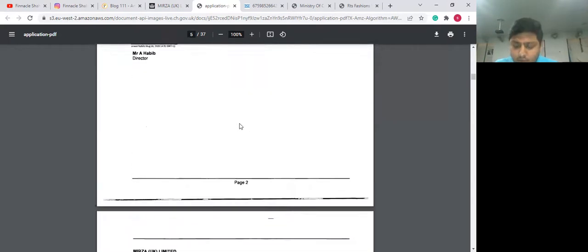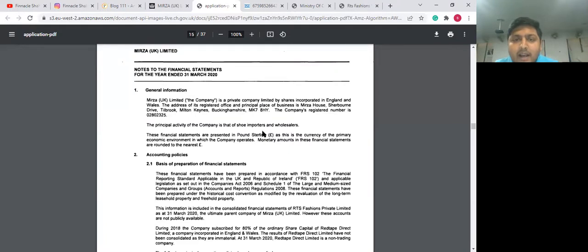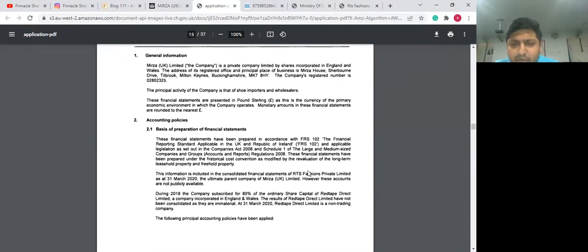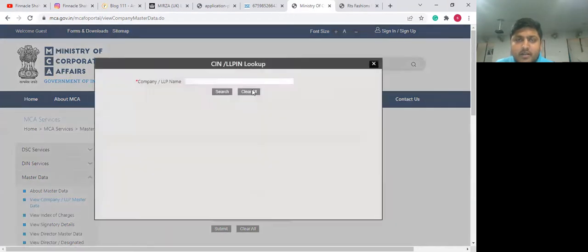So when you scroll through to, let's say, page number 15, you will see that this company is broadly owned by RTS Fashions Private Limited. Now, this RTS Fashions Private Limited is a company based out of India. If you want to know more information about any Indian company, all you need to do is go directly to the MCA website. On the MCA website, under LLP Master Data, you can find out about any particular company. So let's actually search here.